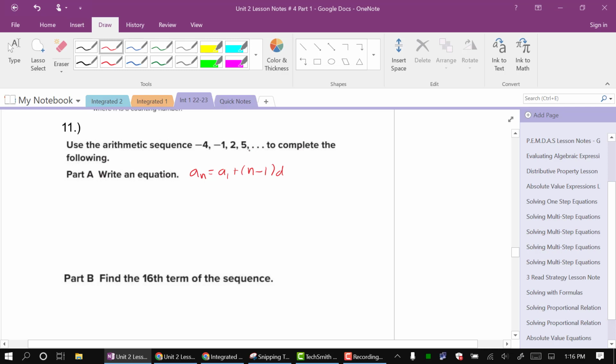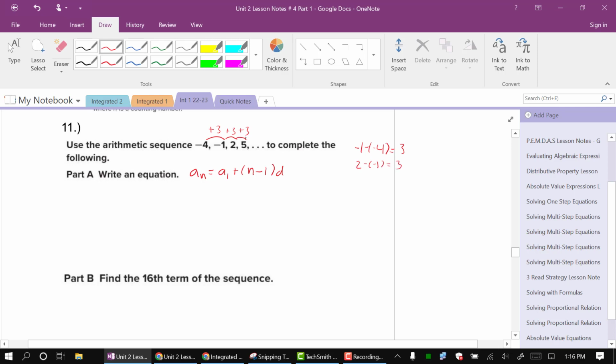So we want to start off with finding the difference between each of these terms. And the difference between each of these terms is plus 3. So we're adding 3 for each one of these terms. How did I do that? -1 minus -4 gives me 3. 2 minus -1 gives me 3.